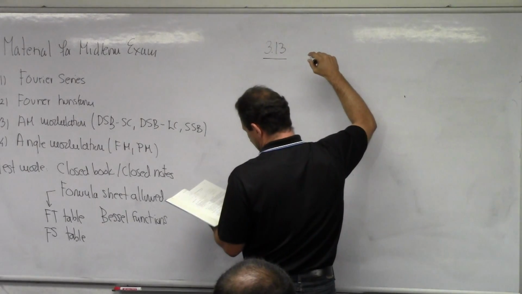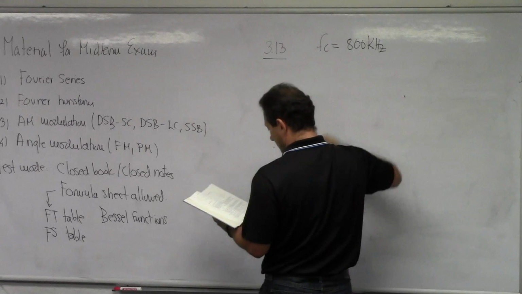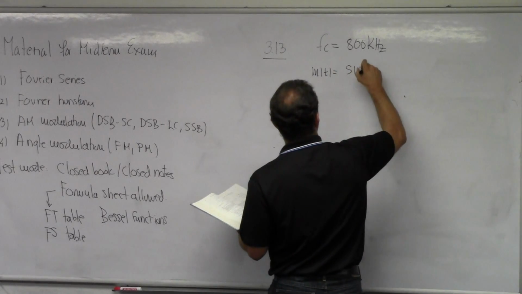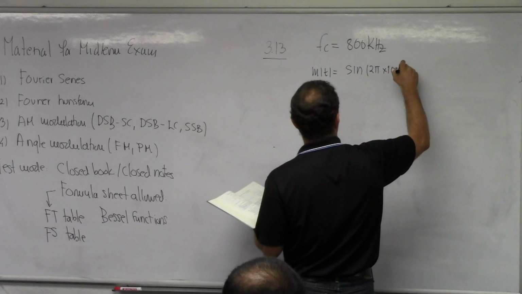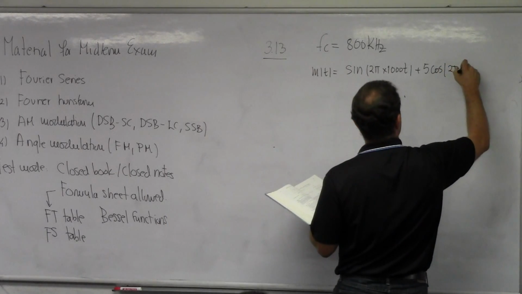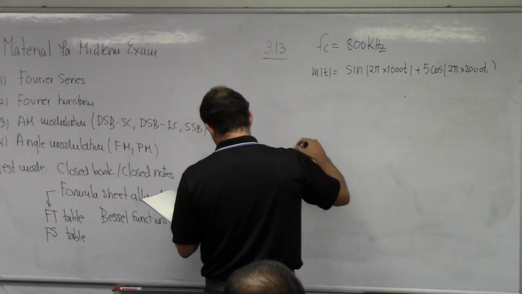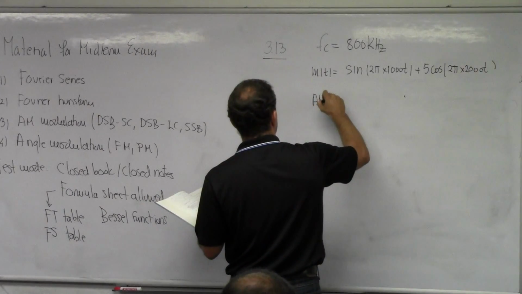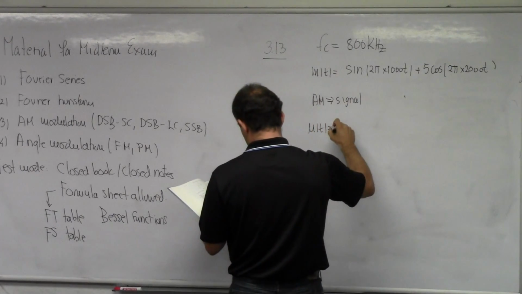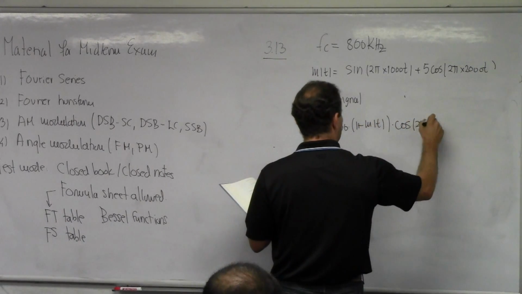So we have an AM signal generated by modulating a carrier. The carrier frequency is 800 kilohertz, so that's your AM radio broadcast band. Your message signal, m of t, is equal to sine 2 pi times 1000 t plus 5 cosine 2 pi times 2000 t. See here, for example, there's a double t. And the AM signal is created. The signal, which is u of t, is equal to 100 times 1 plus m of t times cosine 2 pi fc t.